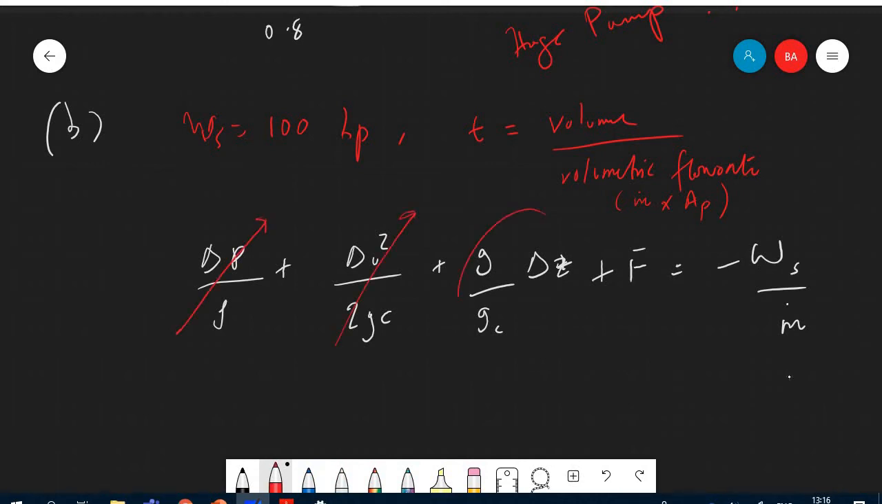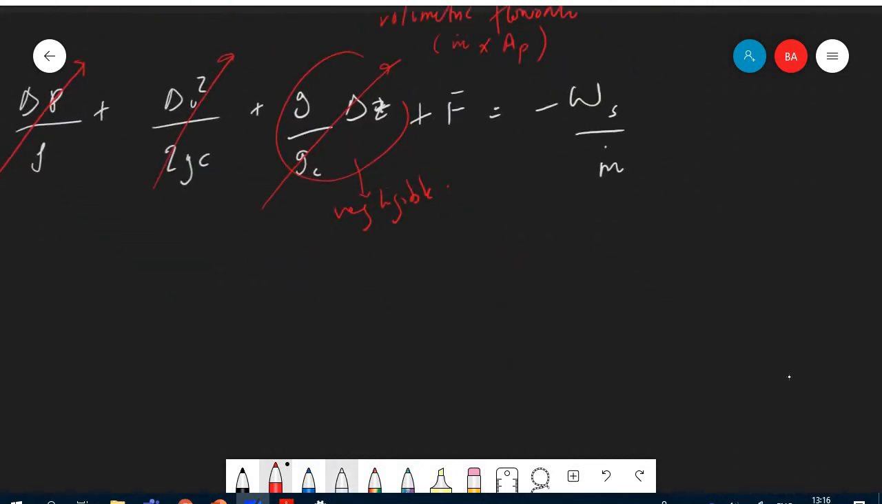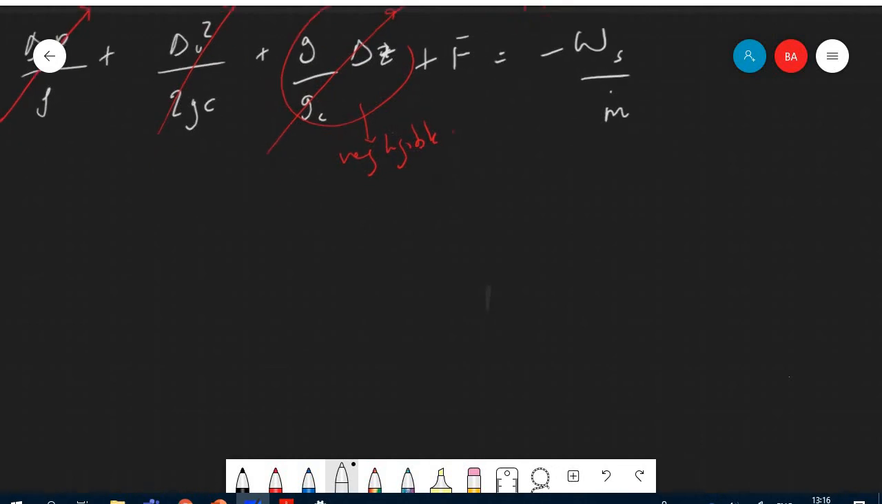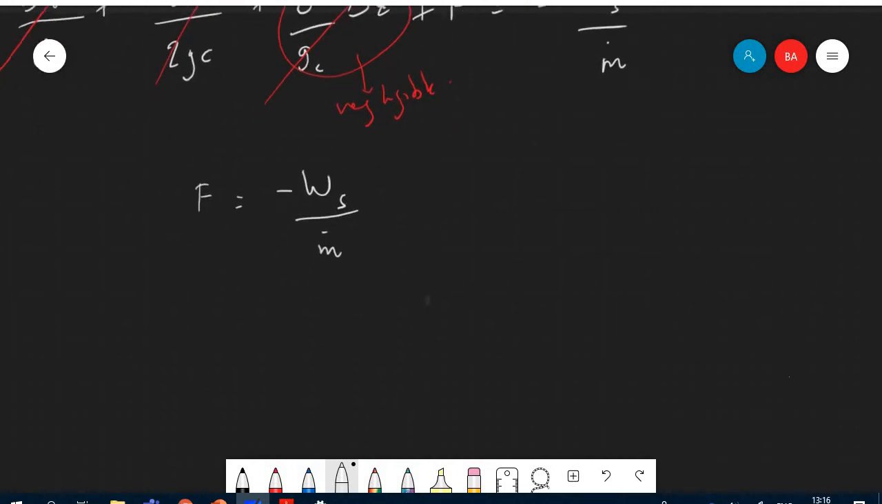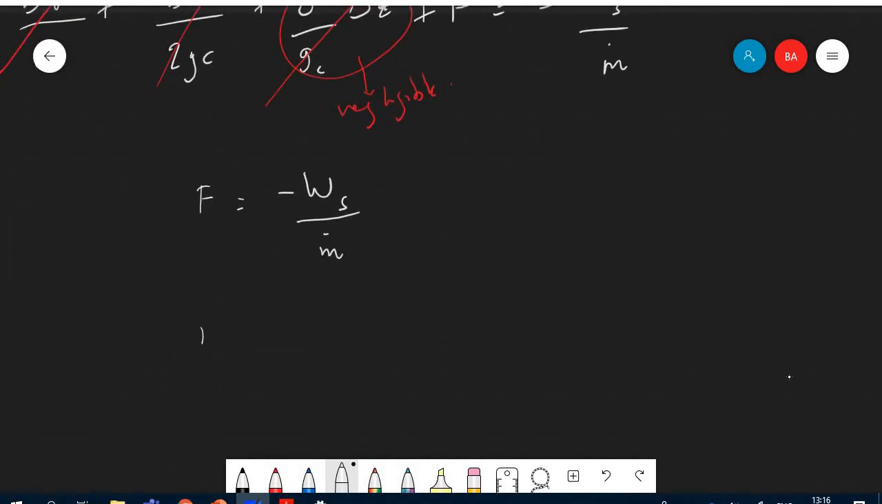And now here we already said that this is negligible, right? So just to make my life easy, I'm going to just get it out of my sight. And getting it out of my sight means the equation will be something smaller, and it will be just F is equal to minus WS over m dot. What I want here is the m dot, so that will be minus WS over F.